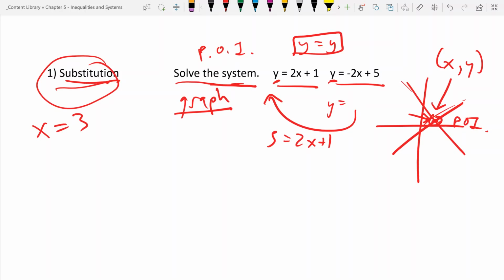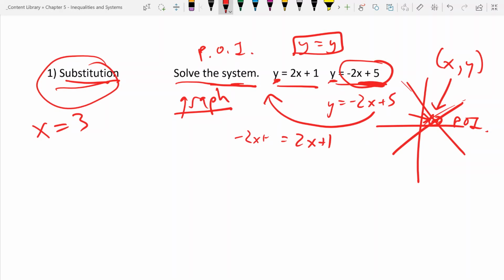What I'm going to tell you is that instead of y equaling 5, it equals negative 2x plus 5, which is what that is right there. We're going to take that entire complicated thing and sub it in for y. And it's going to look like this. Negative 2x plus 5 equals 2x plus 1.